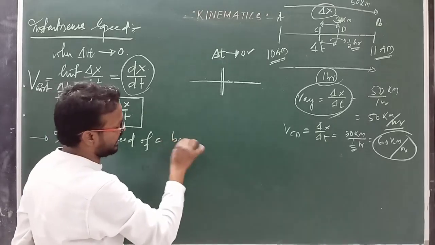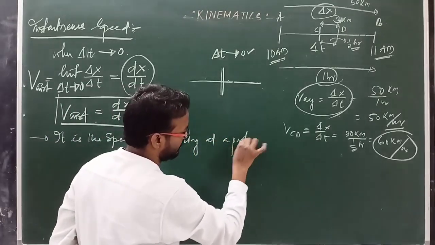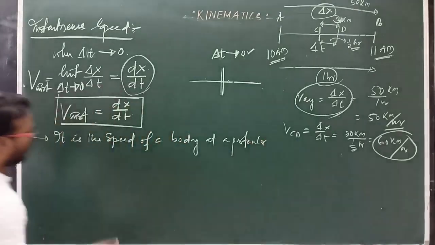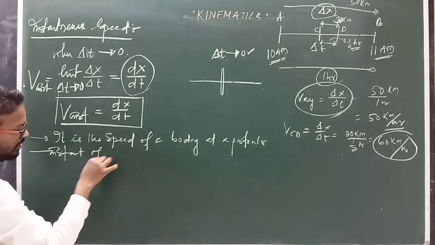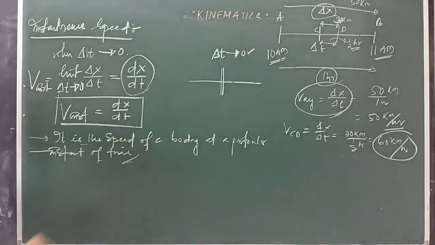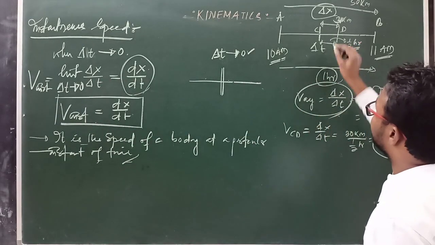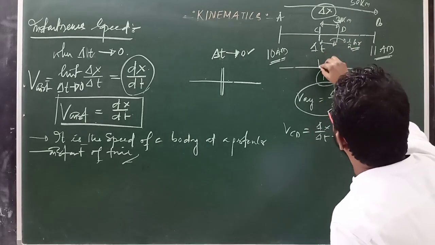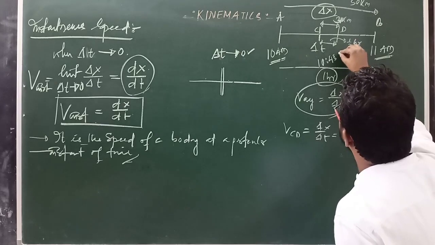So instantaneous speed is the speed of a body at a particular instant of time. Clear? So if someone asks you what is the speed at time 10:45 am.